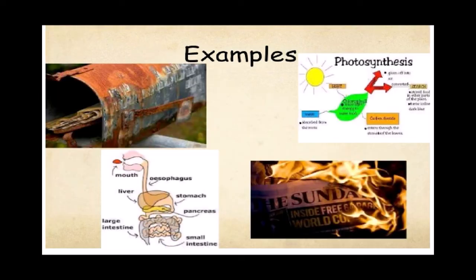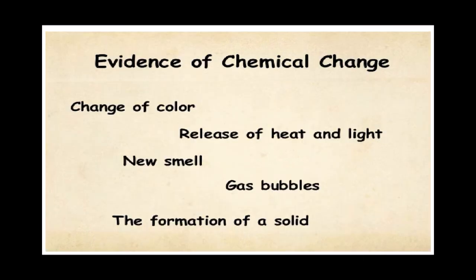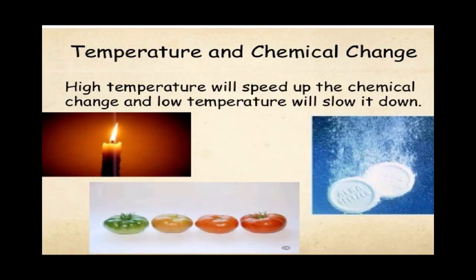Examples: photosynthesis, digestion, rusting of elements, burning of newspaper or any other article is a chemical change. Change of color, release of heat and light, new smell, gas bubbles, the formation of a solid are all signs of chemical change. High temperature will speed up the chemical change and low temperature will slow it down.